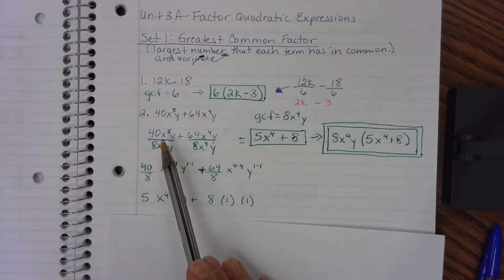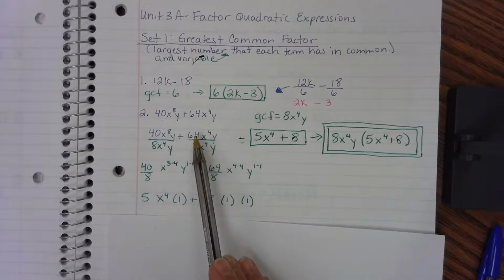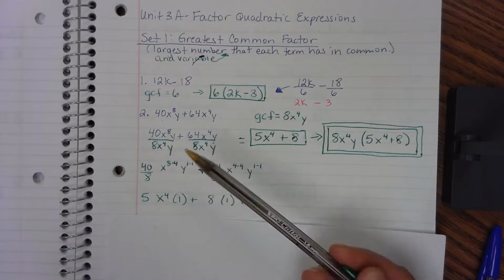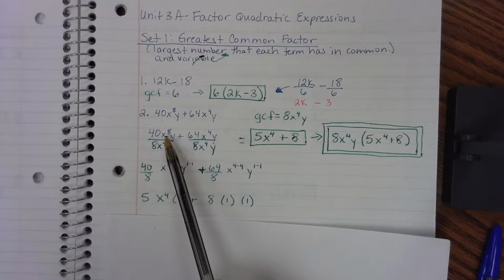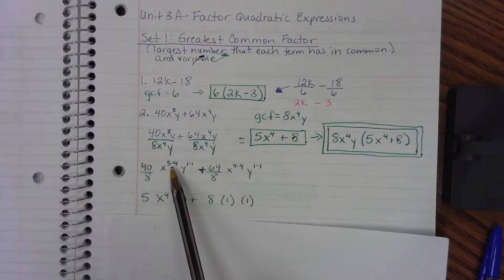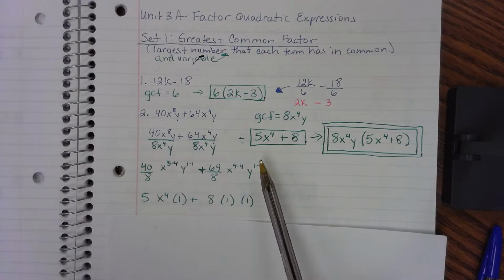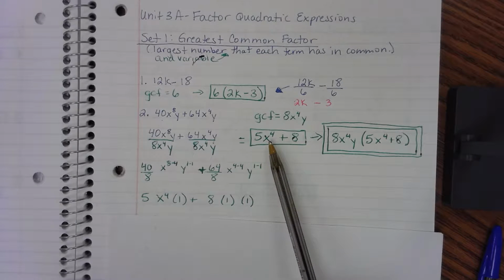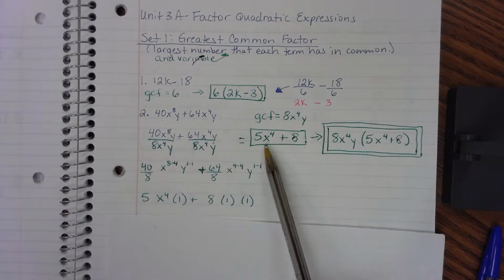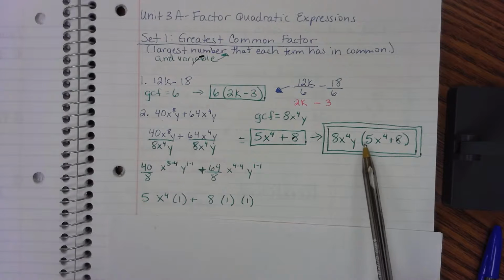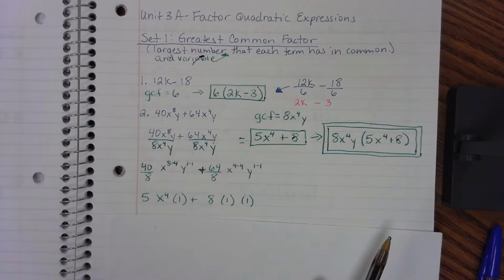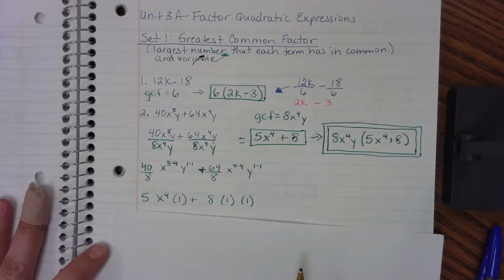So as you can see, I rewrote my original problem in blue, and then I'm dividing each term by my greatest common factor. That is resulting in me using my exponential rules, where I use division. I subtract my exponents, and I divide the coefficients, resulting in 5x to the 4th plus 8. So I take this plus my greatest common factor and I rewrite it in factored form. Remember, you can pause at any time.